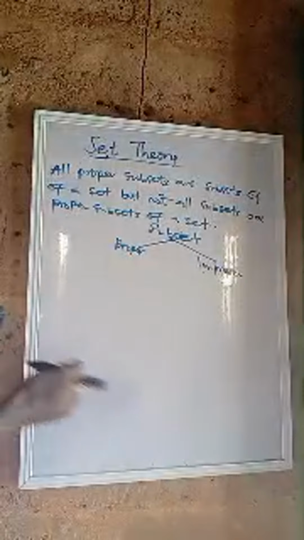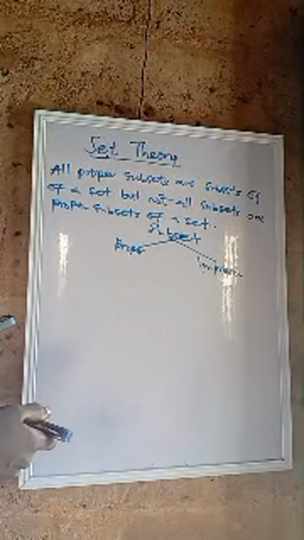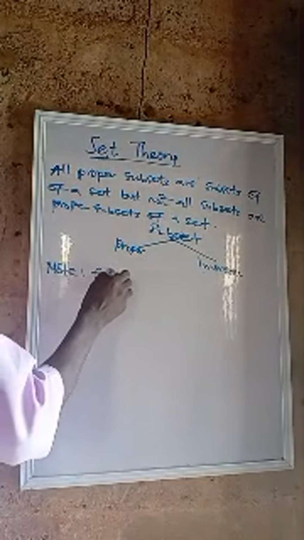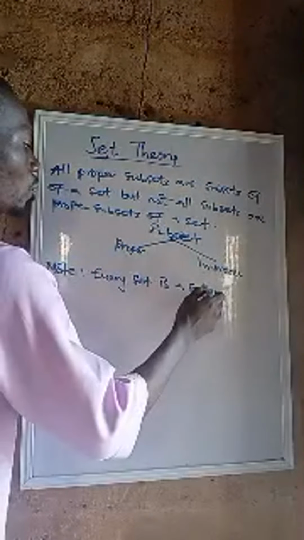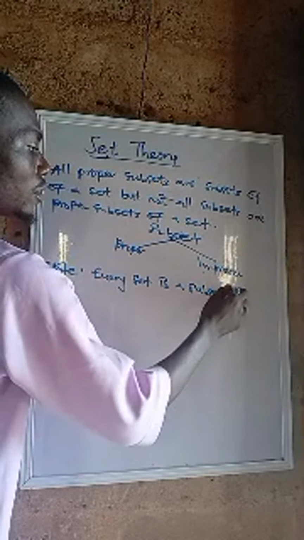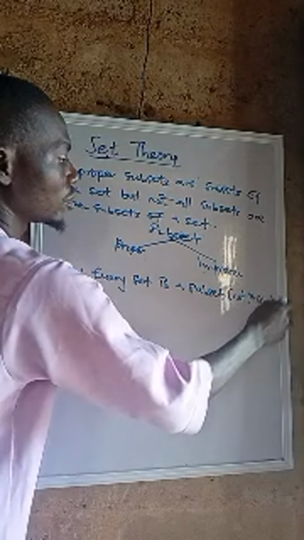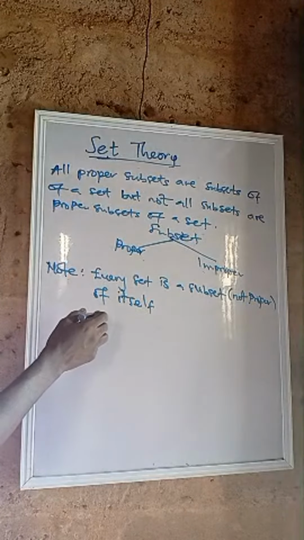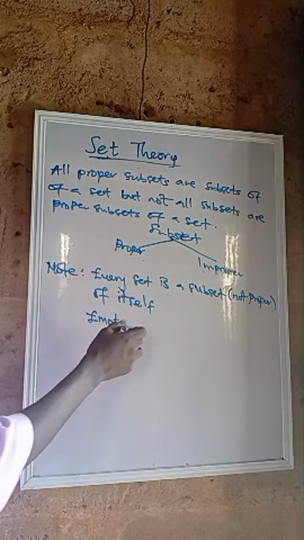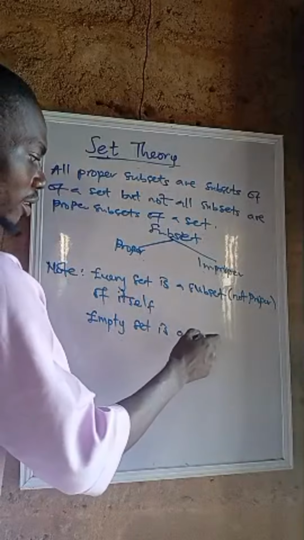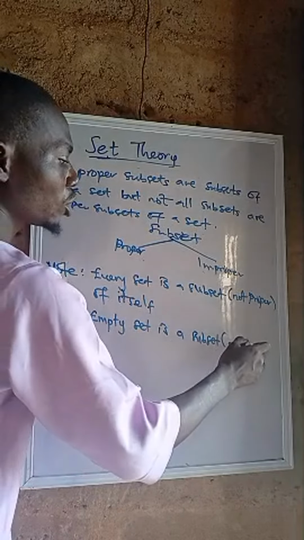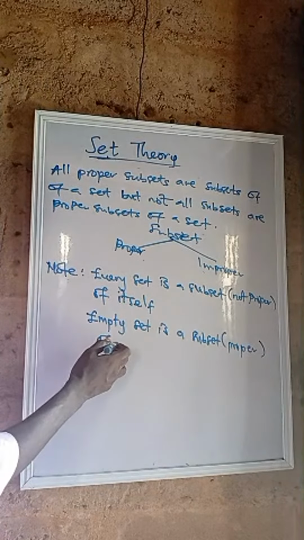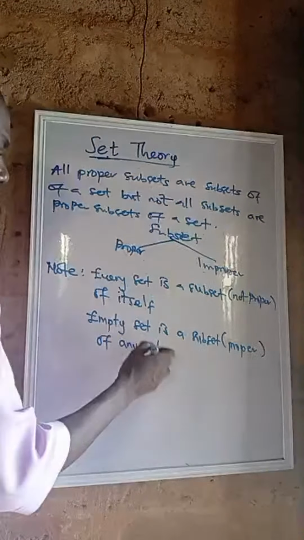Another point you should note again is that I said it earlier that every set is a subset of itself, but not a proper subset. Note, every set is a subset of itself, not a proper subset. I said also that the empty set is a subset, also a proper subset, of any set, okay.